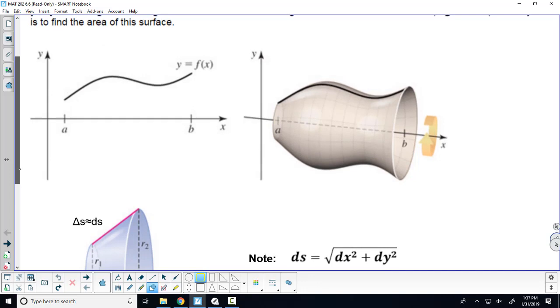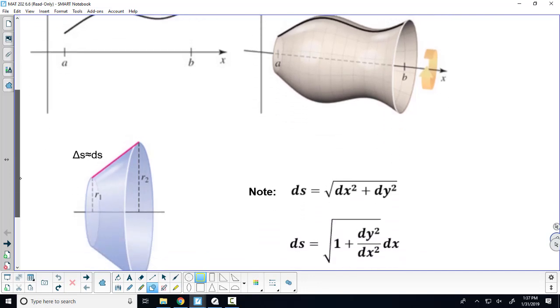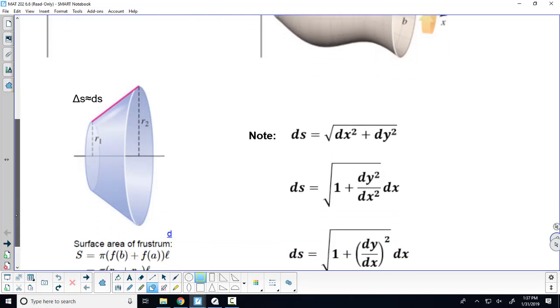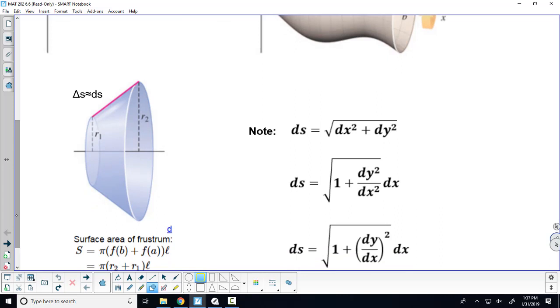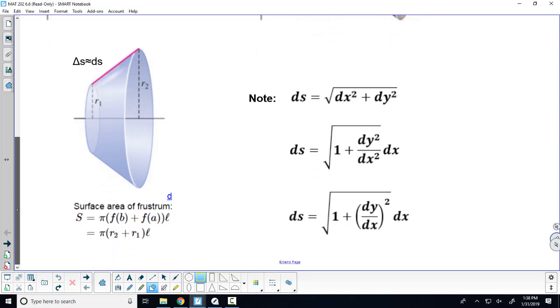So the idea is that when you do your cross sections, you're going to create all of these rings that are going to be approximated by frustums of a cone. So part of a cone, just the bottom part of a cone. So these frustums, we add all those frustums together. That'll give us an approximation for the surface area. And if we let those frustums get tinier and tinier and tinier, we'll get better and better approximation. We take the limit as n goes to infinity, we get the exact surface area. So it's all going to boil down to the area of a frustum.